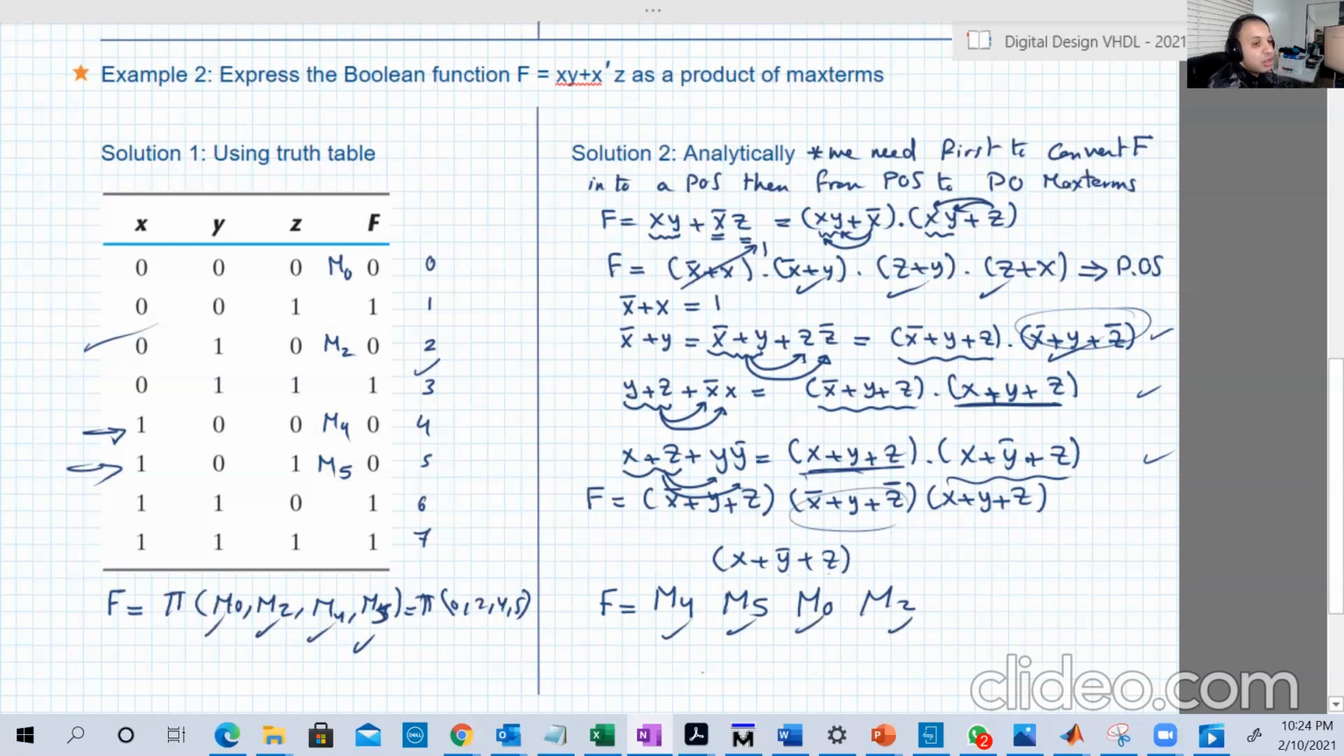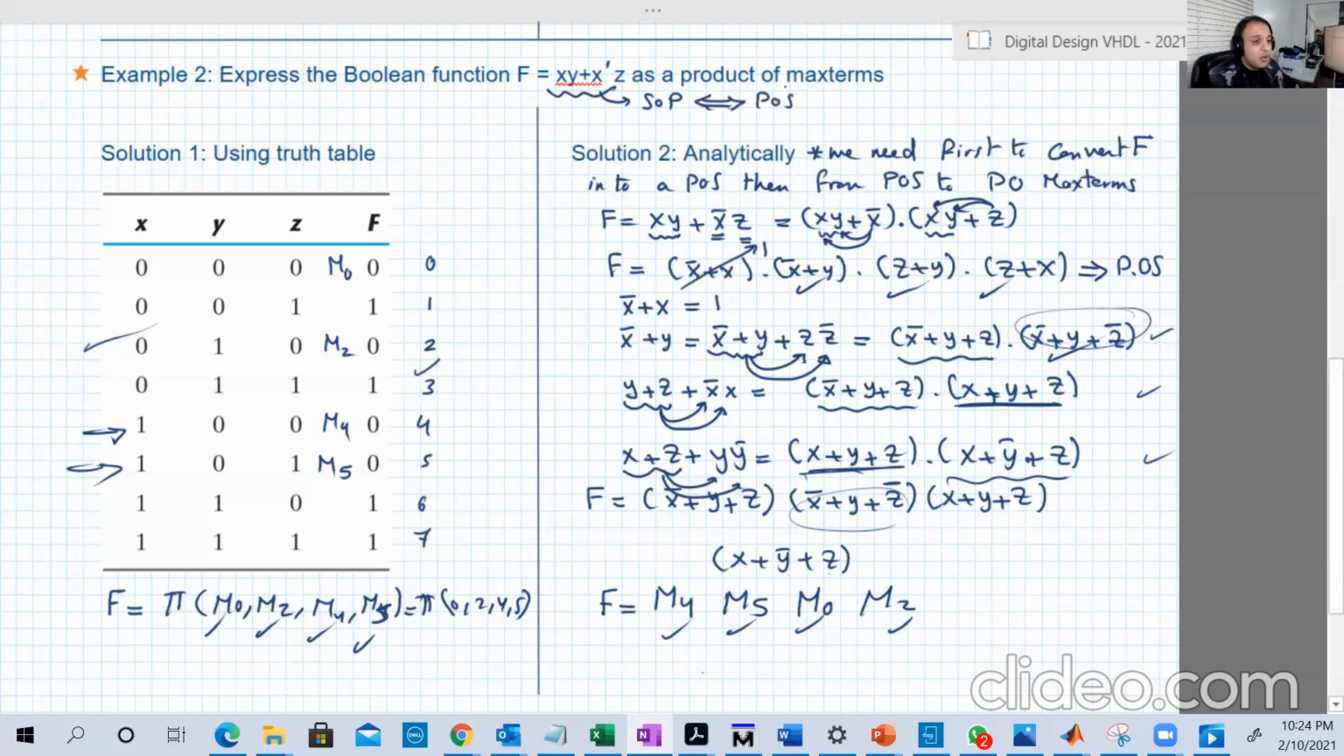That's basically how to convert any function that you have into a product of max terms or a sum of min terms. The core idea here is to convert any function into a product of sums or sum of products. You may have a function as a sum of product, like this one. The main skill that you should learn is to convert this sum of product into a product of sum.